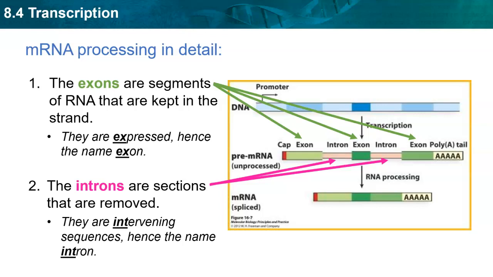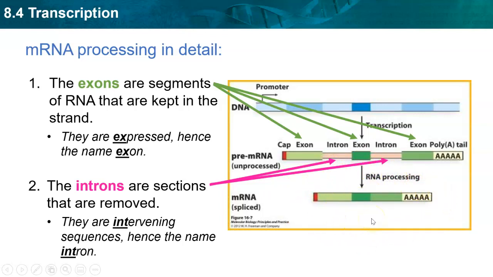The exons in this diagram are shown in green, and you can tell that they are being kept because our final mRNA piece at the bottom has these green sections. Now those pink sections in between, we call those introns. Introns are intervening sequences, hence the name intron, and these are the sections that get removed. They are not used in the production of the protein, so they can be removed from our pre-mRNA and leave us with a final piece of RNA that only has the sequences that are needed for making the protein.